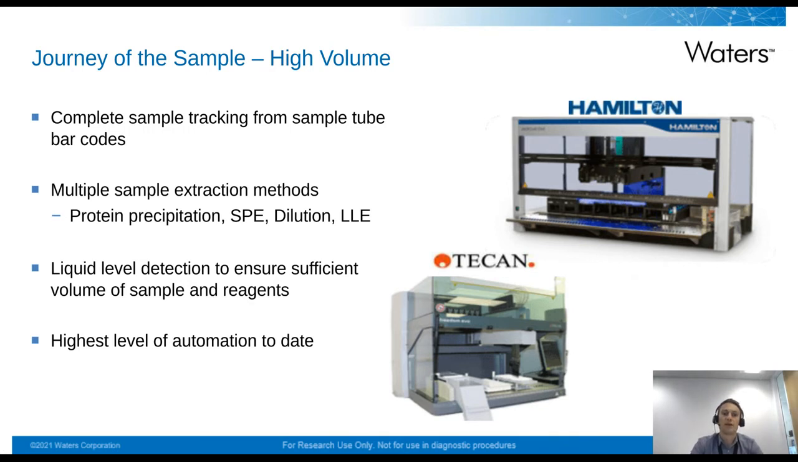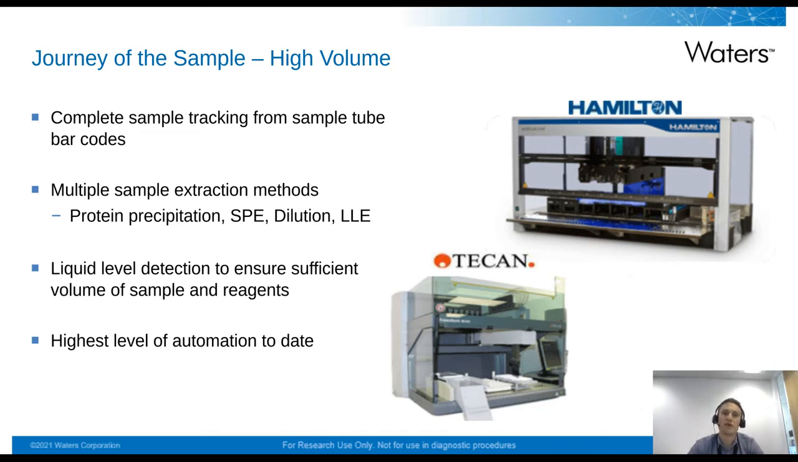So the Hamilton Star and Tecan Freedom Evo systems all have the ability to track samples through the extraction process from the sample tube barcode scanned by the robot. As you would expect, many different types of sample extraction methods are possible, depending on the deck layout selected, but the options available on each of these systems is almost endless, and I'm sure you could probably make some very precise cocktails as well if you wanted.